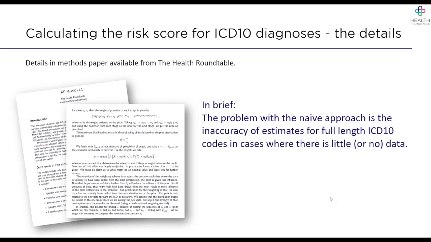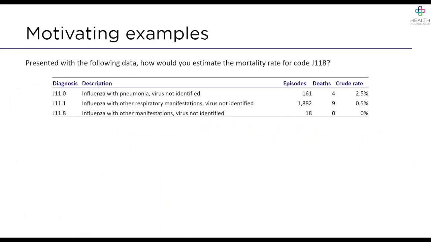So in brief, what's the problem with using the raw crude mortality rate? Well, the problem is that in the entire list of ICD-10 codes, sooner or later you run across codes that have very little data and you have very little capacity to make accurate estimates from that. So how are we going to get around that problem? I'm just going to talk briefly at a very high level about the approach that we took.